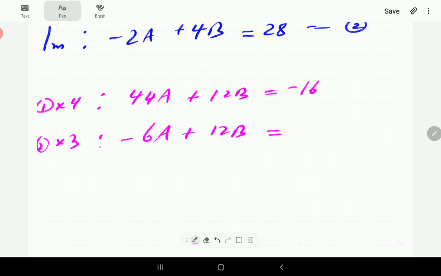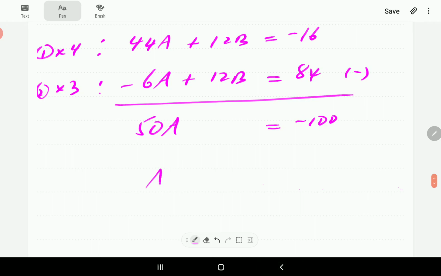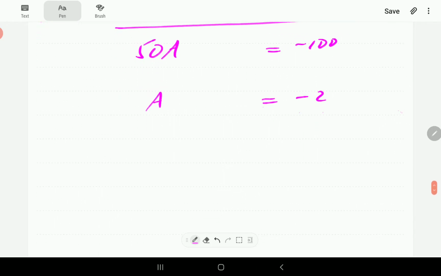So let's work out 3 times 28. 3 times 28 is actually 84. Then if we subtract the second one from the first one, this is going to give us 50a. The b's are going to cancel out. Then 16 and 84 going to give us negative 100. So this is telling us that a is going to be negative 2.